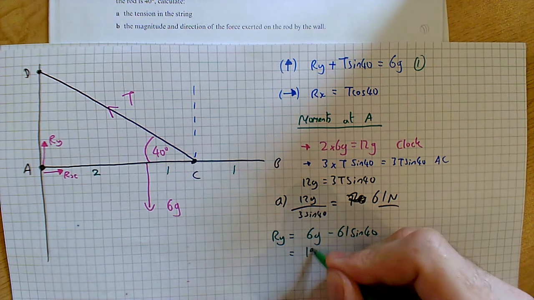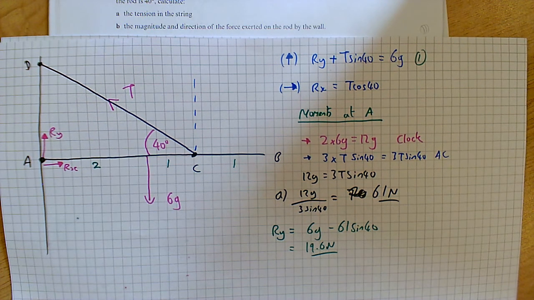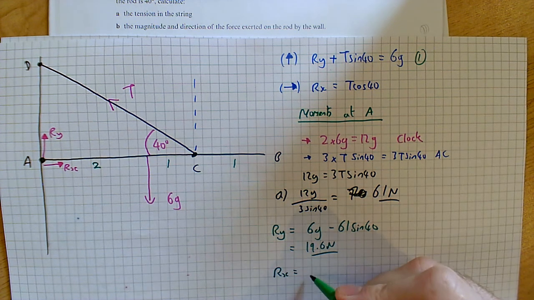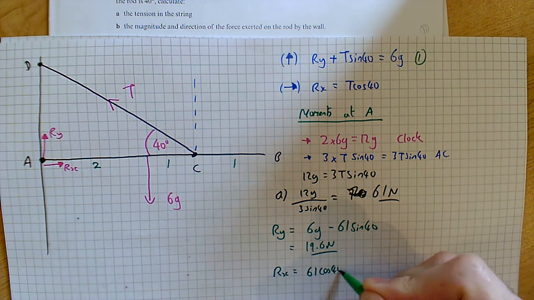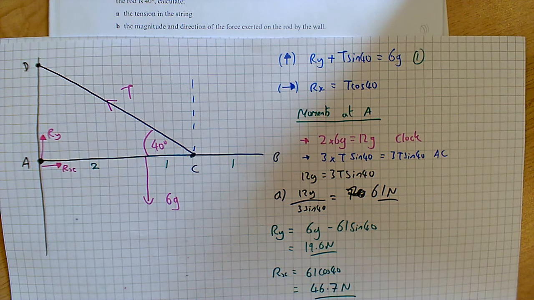This gives you 19.6 newtons. Meanwhile, I can do the other one, which is the Rx, and that's just t cos 40, so 61 cos 40, which is 46.7 newtons to 3 significant figures.